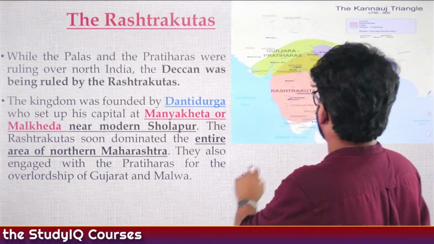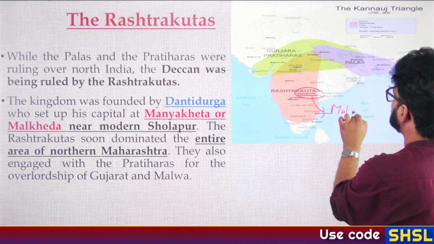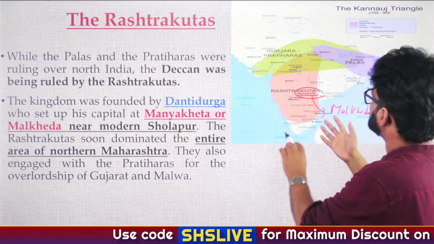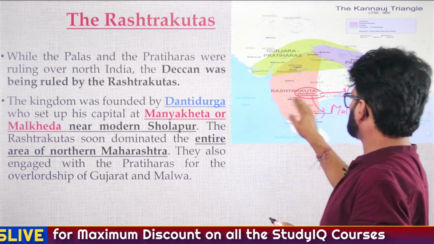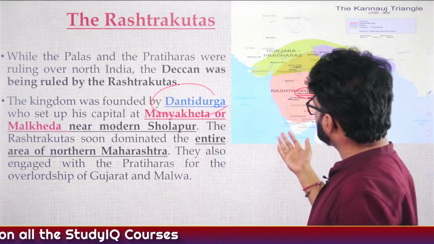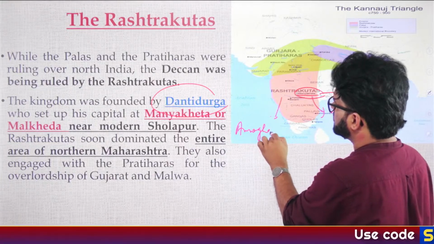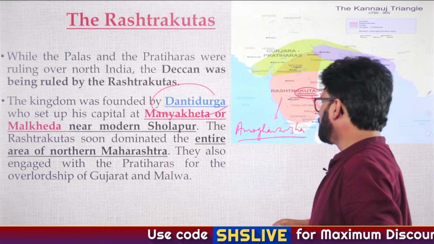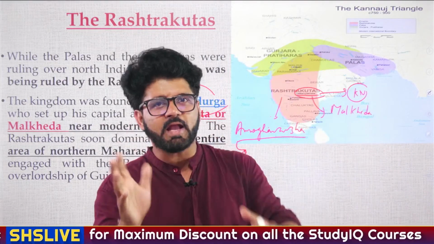So Rashtrakutas, their capital is Manikhet. We have discussed this is also known as Malkhed. There are other places also which are named Manikheta rather, but this place we are talking about is in Karnataka. Rashtrakutas, we have discussed, their founder is Dantidurga. The most important ruler of Rashtrakutas is Amoghavarsha, who ruled for almost 64 years, and he believed more in literary aspects, etc.